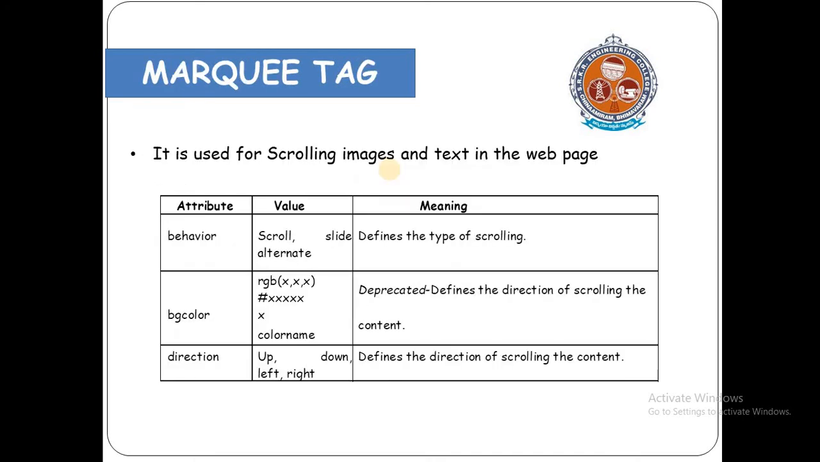The next important and interesting tag is the marquee tag. It is used for scrolling images or text. When you see any news channel, it will scroll some headlines or something. For that we can use this marquee tag. There are so many attributes for the marquee tag. It can be scroll, it can be slide, or it can be alternate. If you want to give any background color, you can use bgcolor. If you want the direction from left to right or right to left, you can. If you want your text to scroll up or down, this direction attribute can be used. This is one of the interesting tags. You can try it when you are free.